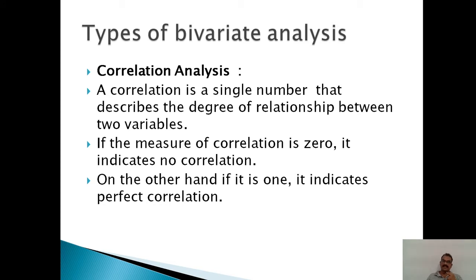Types of bivariate analysis. First one is correlation analysis. A correlation is a single number that describes the degree of relationship between two variables. If the measure of correlation is 0, it means that there is no correlation. On the other hand, if it is 1, it indicates that there is perfect correlation between the two variables. And in between 0 and 1, different degrees of correlations are there.